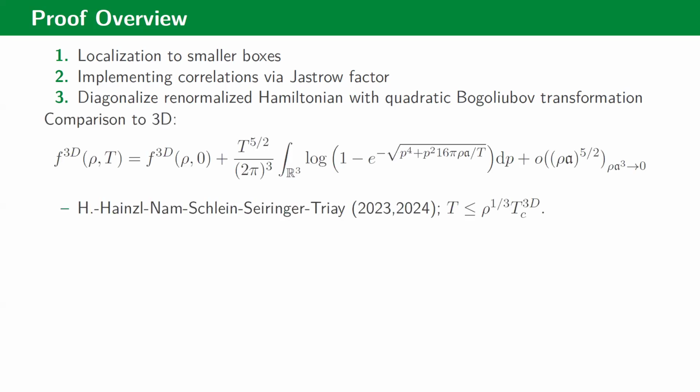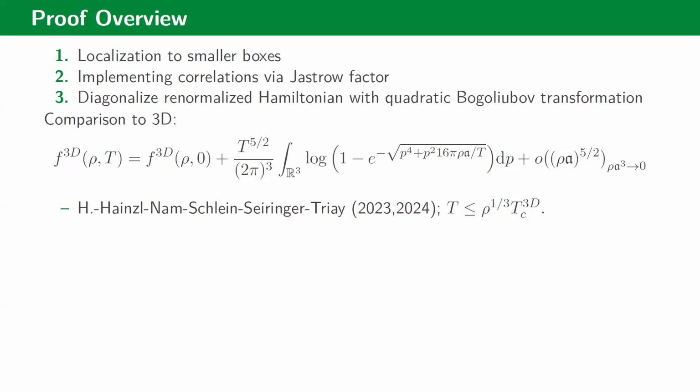Let me here flash some comparison to the 3D case. We proved a very similar formula together with Hainzl, Schlein, and Triay in 2023 and 2024 for the 3D case. So it looks very similar, right? You also have this T equal to 0 term, you have this temperature correction term, then there's some error terms. The main difference is 3D is harder. I will show you why in a second.